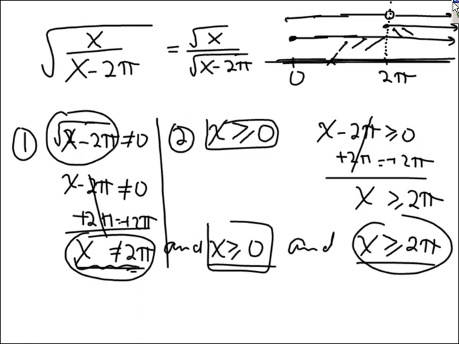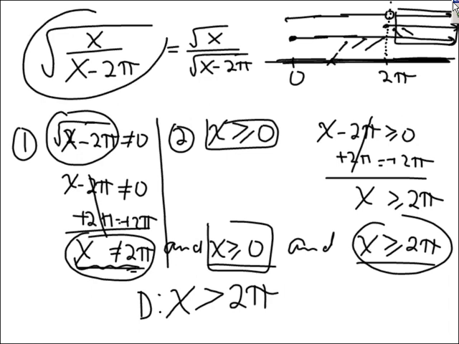But you know what? Every number greater than 2 pi has all 3 lines above it. The domain is you can take any number that's greater than 2 pi, and then this will make sense, and then this would make sense. You can take any x value bigger than 2 pi.